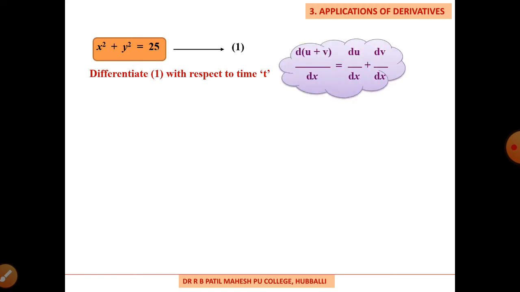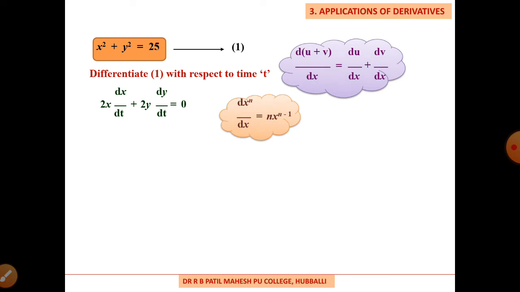So if we differentiate this one, we get the derivative of x square with respect to time t. In this equation, x and y both are variables. So the derivative of x square is 2x dx by dt, plus the derivative of y square is 2y dy by dt, equal to the derivative of 25. 25 is a constant term, so its derivative is 0.